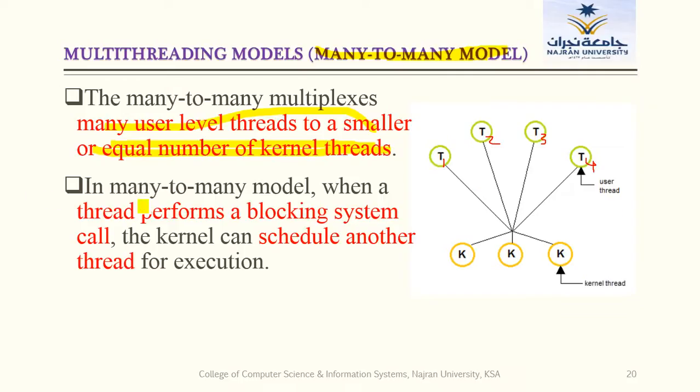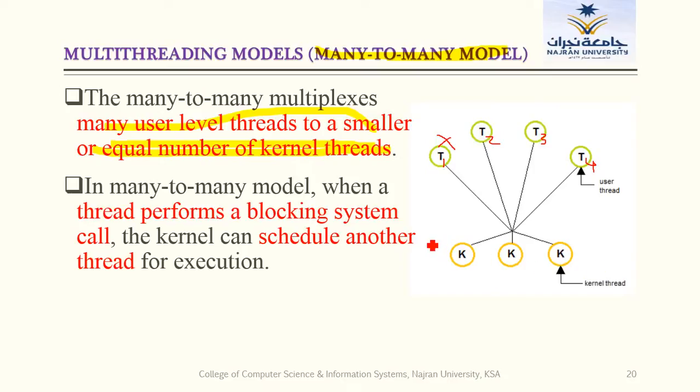In the many-to-many model, when a thread performs a blocking system call, the kernel can schedule another thread for execution. Let's suppose one thread makes a blocking system call, say T1 is blocked. What will the system do? It schedules another thread for execution. It will not block the kernel, because T1 is connected with 3 kernel threads, 1, 2, 3, and T2 is also connected with 3.